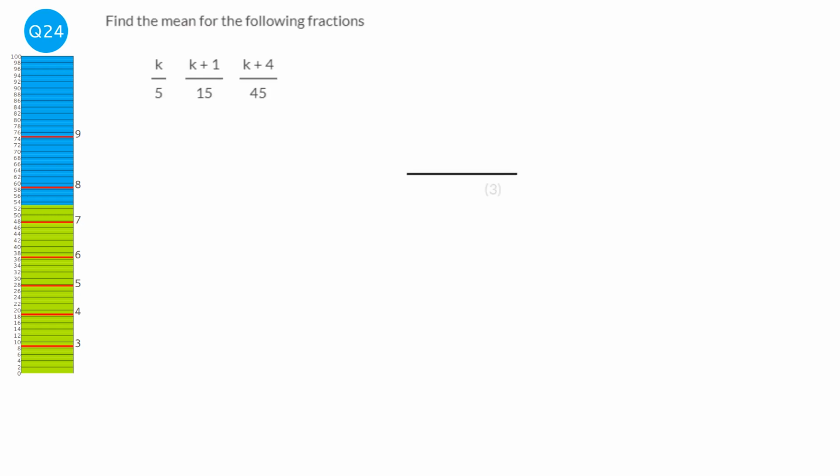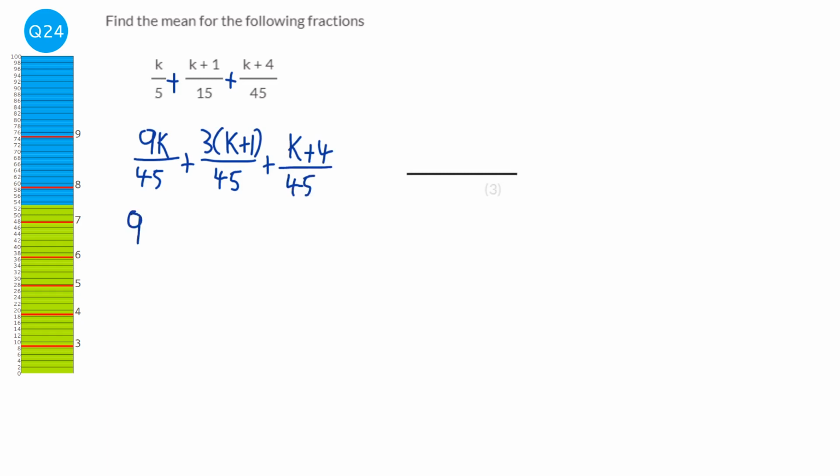So here we've got 3 elements. So what we're going to do is add these together and then divide by 3. Now the problem is that the denominators are not the same, so we can't add them yet, but they're all factors of 45. So we're going to times top and bottom of the first one by 9, so we end up with 9k over 45. We're going to times top and bottom by 3, and so it would be 3 brackets k plus 1 over 45, and the last one is over 45, so we don't need to do anything for that.